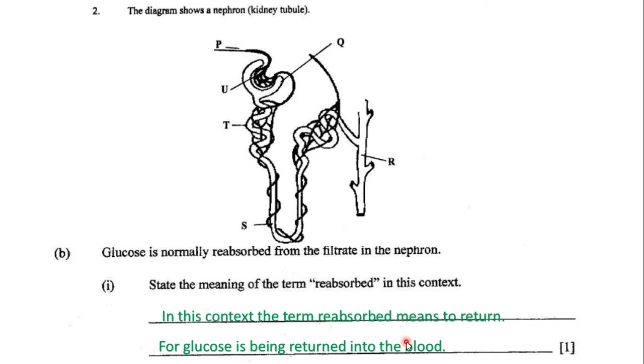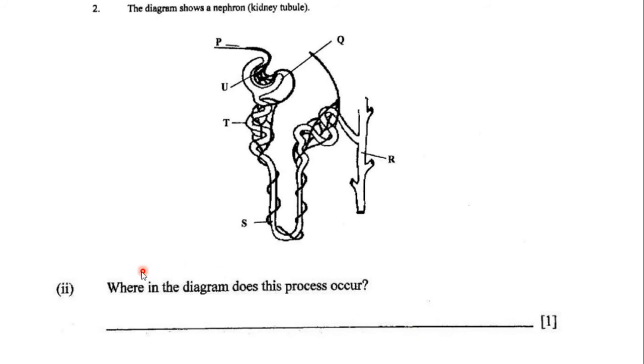Now, part B II asks the question, where in the diagram does this process occur? This reabsorption process, where in the diagram? So it's very important that we do not give the name, but they ask us for where in the diagram. And so we have to give them a letter or letters. Well, it's going to happen in the part labeled T and also in the part labeled S. And T is the proximal convoluted tubule, and S is pointing to the loop of Henle, or Henle's loop.